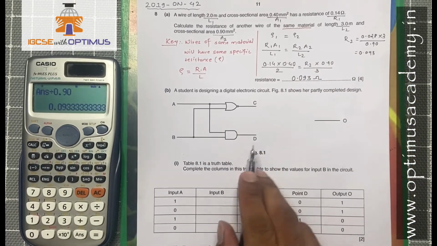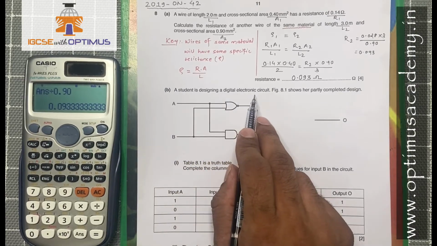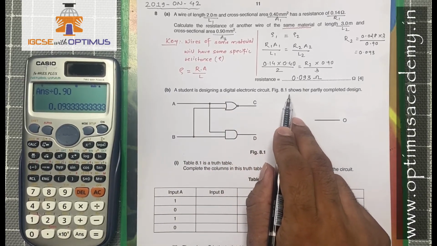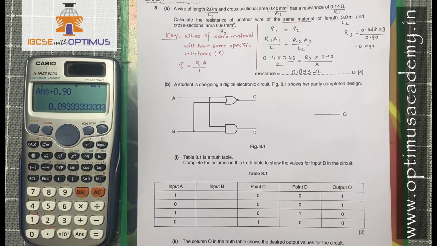0.093 ohms. The next question is about digital electronics and logic gates. A student is designing a digital electronic circuit. Figure 8.1 shows her partly completed design.